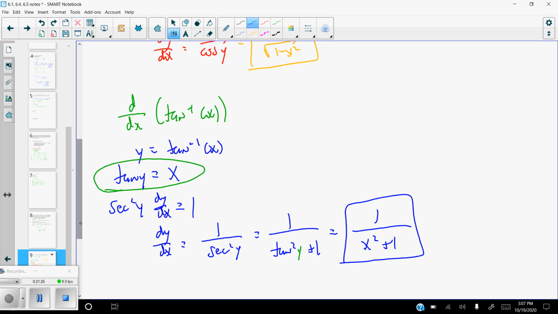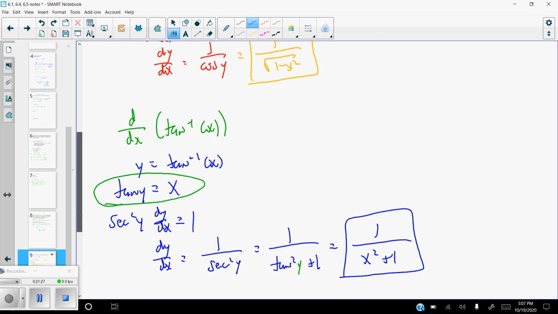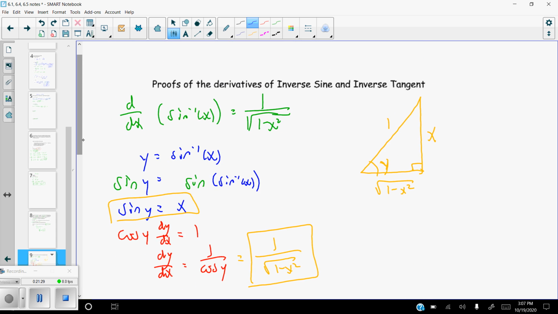So that is why the derivatives are what they are. Again, not something you probably want to waste your time developing. Best just to memorize them. But there you have your proofs.